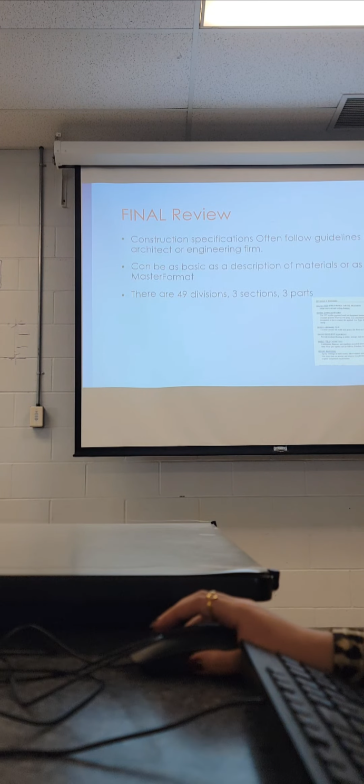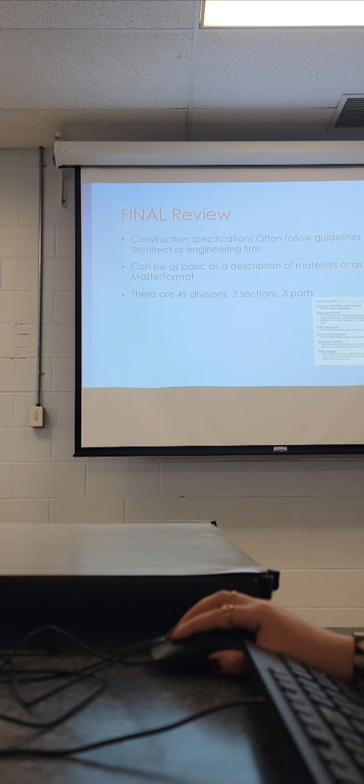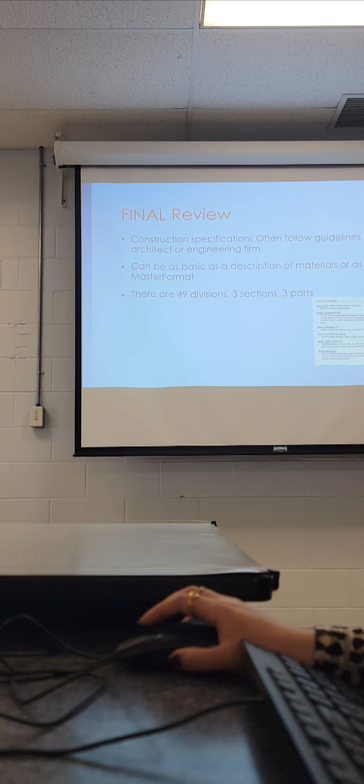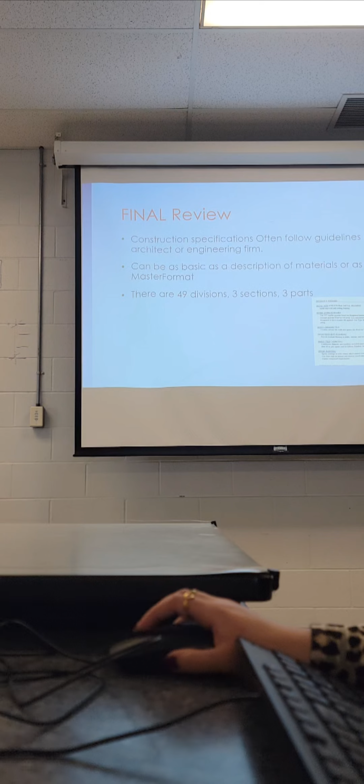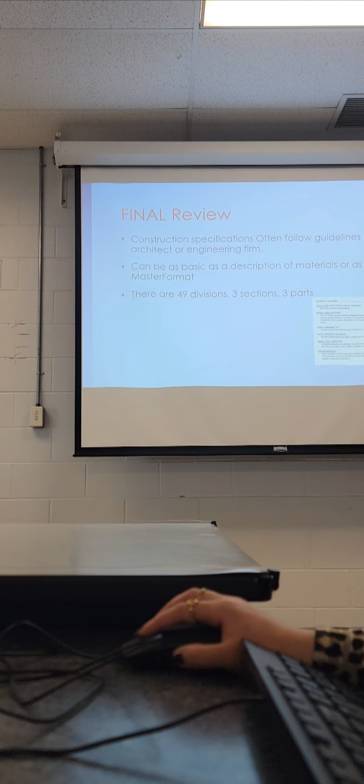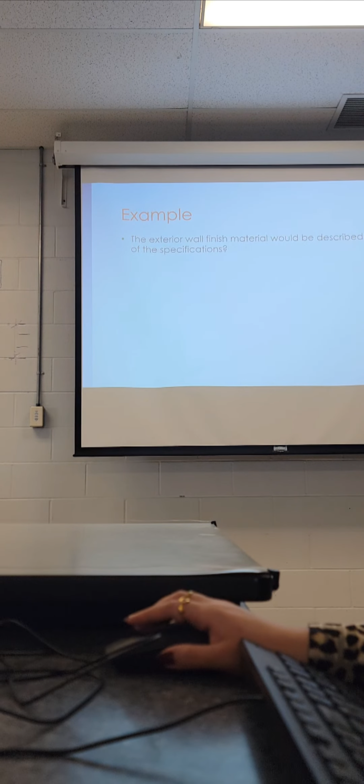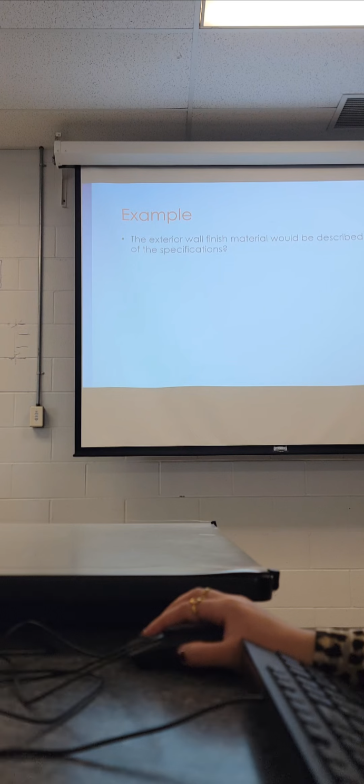General, part 1. Supplementary. Products, part 2. Execution, part 3. So here's a question. The exterior wall finish material would be described in what part of the specs? Which one? Products, section 2. You're going to say, this is the material that I'm going to use.